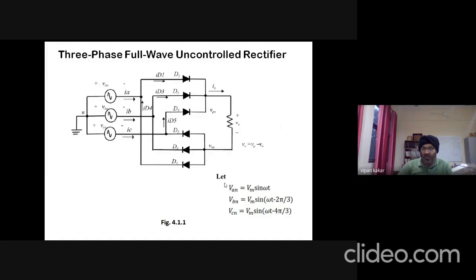And then these three-phase voltages are Vm sin omega t for the first phase. For the second phase, it is this, which has a displacement of about 120 degrees.